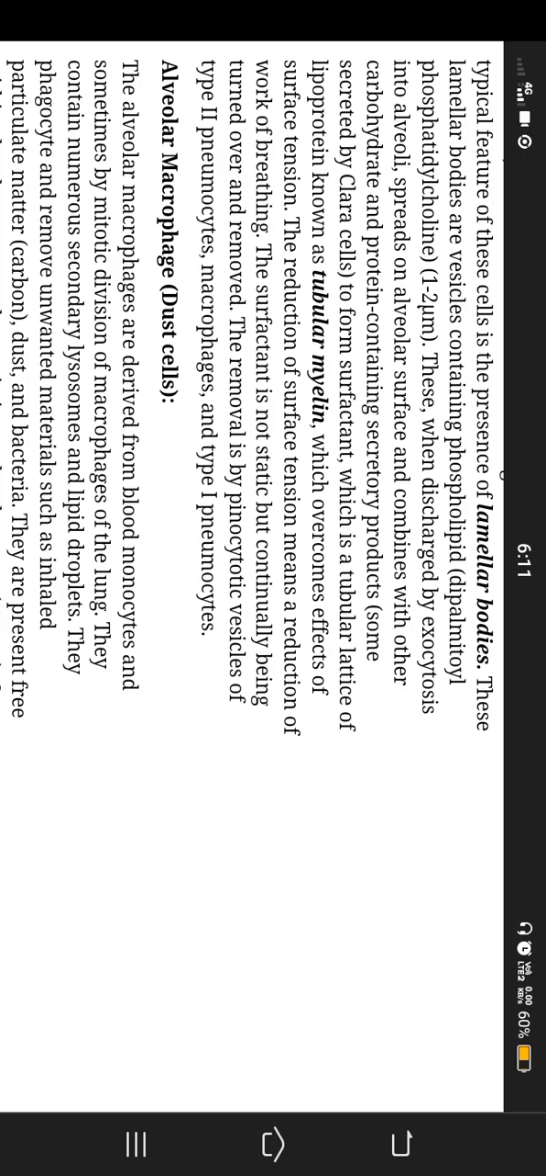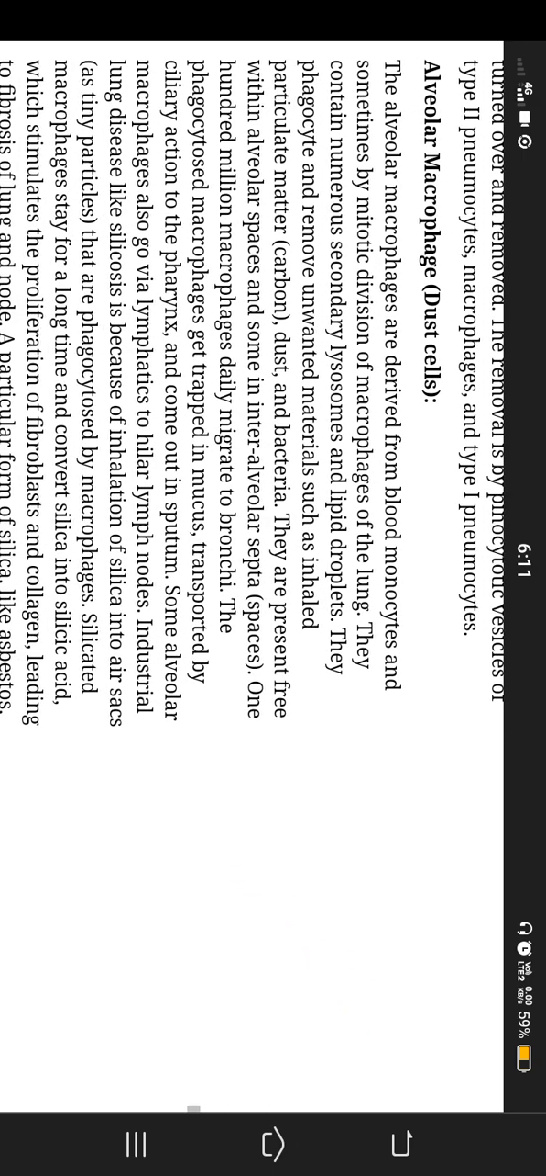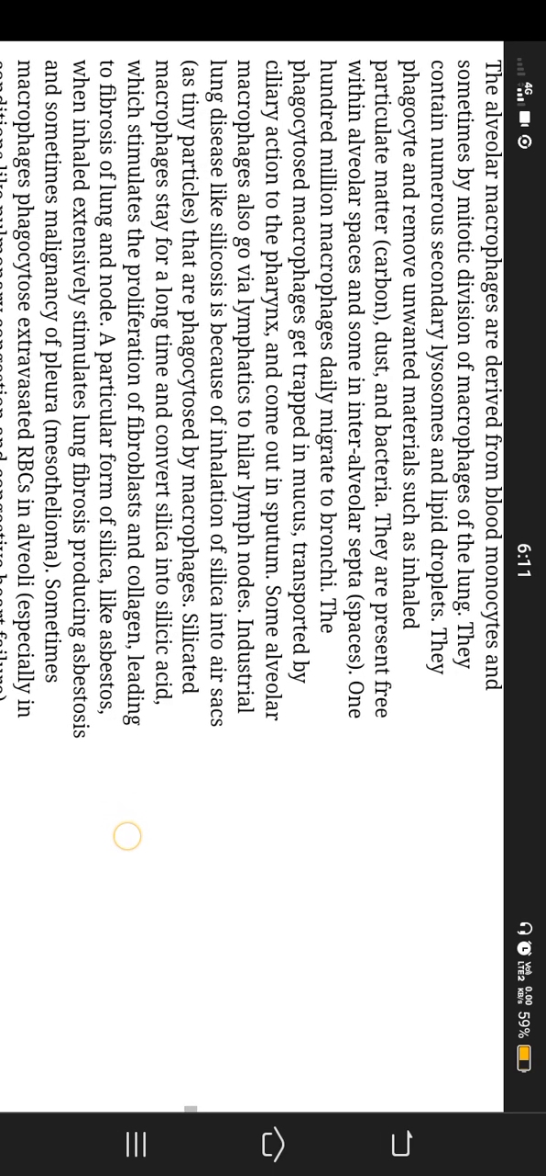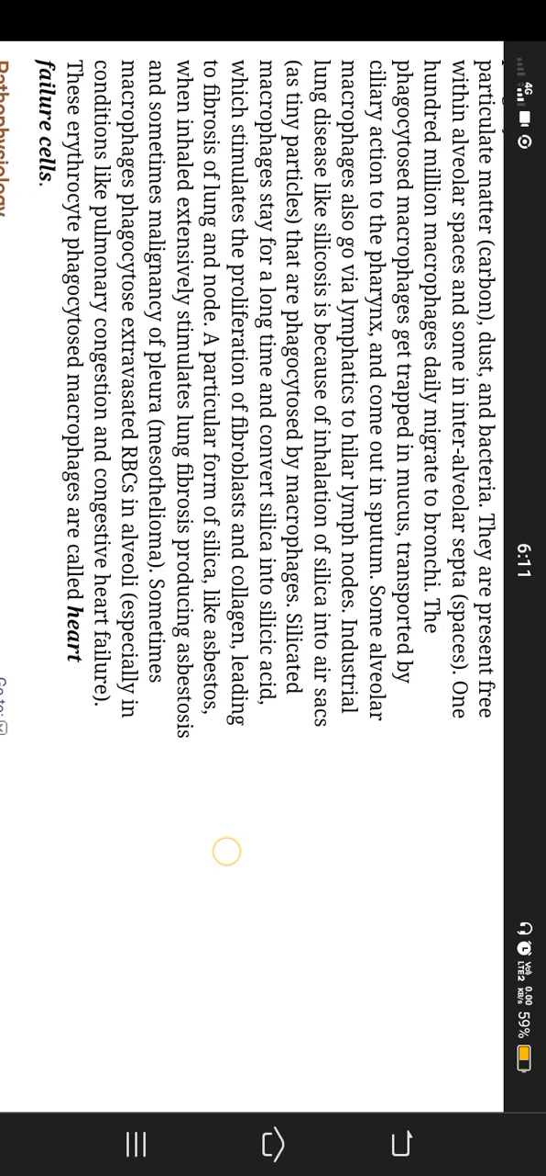Then alveolar macrophages or dust cells. The alveolar macrophages are derived from blood monocytes and sometimes by mitotic division of macrophages of the lung. They contain numerous secondary lysosomes and lipid droplets. They phagocytose and remove unwanted materials such as inhaled particulate matter like carbon, dust, and bacteria. They are present free within alveolar spaces and some in interalveolar septa. 100 million macrophages daily migrate to bronchi. The phagocytosed macrophages get trapped in mucus, transported by ciliary action to the pharynx, and come out in sputum. Some alveolar macrophages also go via lymphatics to fill lymph nodes.